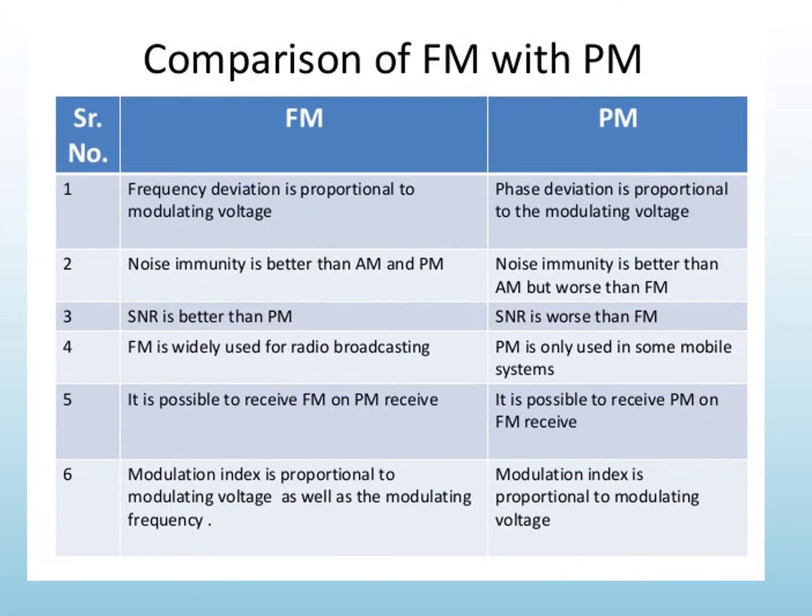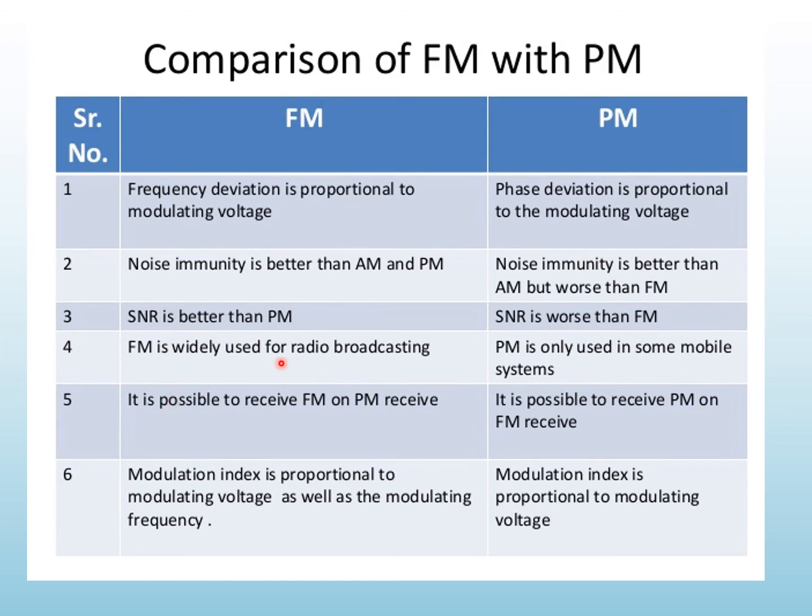Apart from that, we are going to have the comparison between the FM and the PM. Here in FM, frequency deviation is proportional to the modulating voltage. In PM, phase deviation is proportional to the modulating voltage. Noise immunity is better than AM and PM in case of FM signal, whereas in PM noise immunity is better than AM, but worse when compared to FM. Signal to noise ratio is better than the PM. Here in PM, signal to noise ratio is worse than FM.